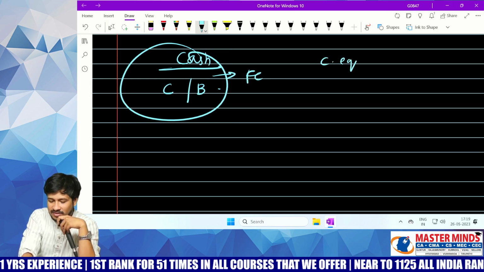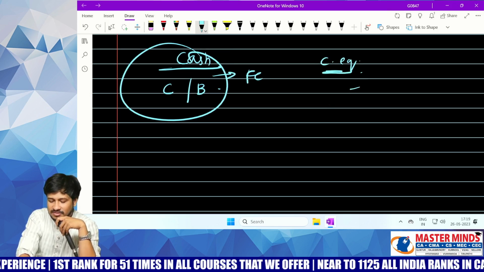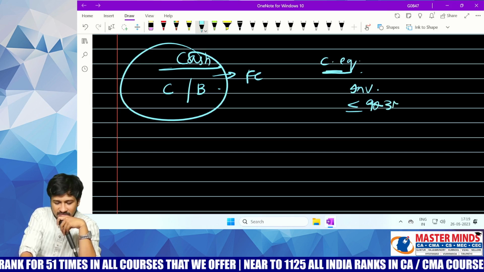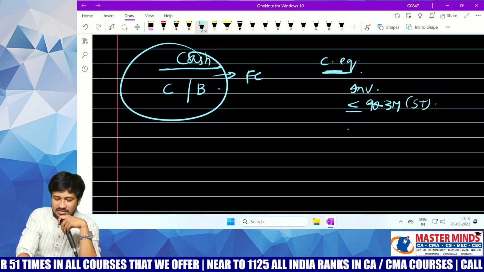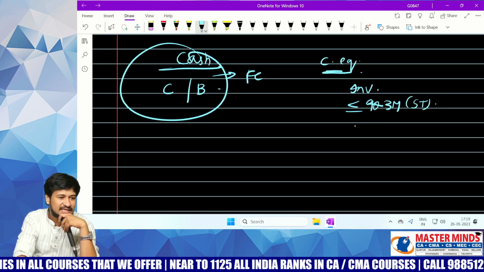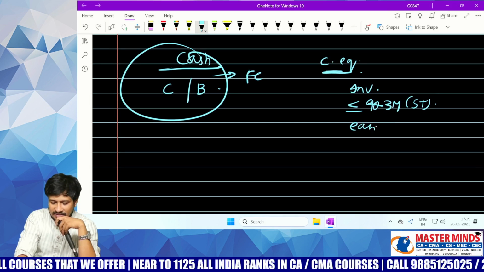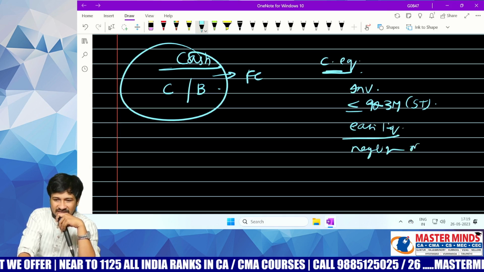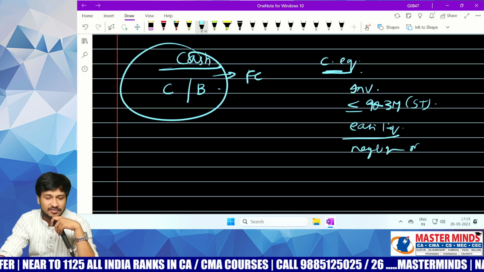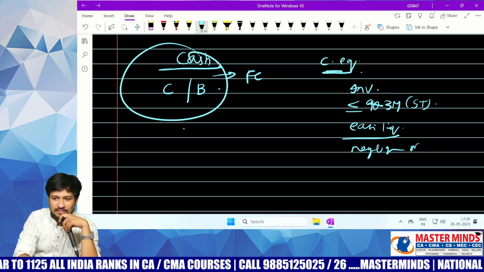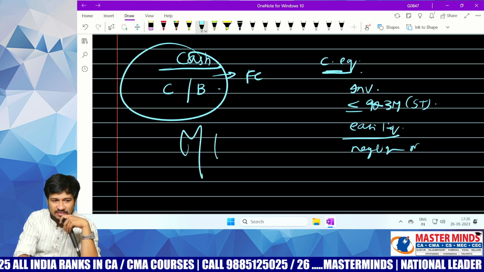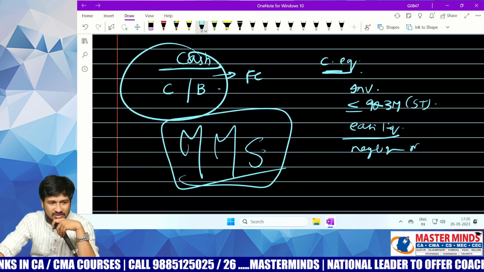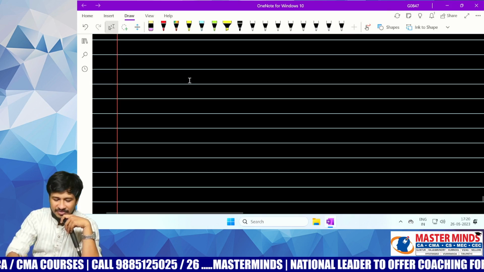Coming to the next one, cash equivalents. Cash equivalents are in the form of investments for a period less than or equal to 3 months, that is, short term. Next, what is the ability of liquidity? Easily liquidated. And how is the risk? Insignificant or negligible risk. Generally, investments in money market securities are considered as cash equivalents. Understood? Now moving on to the next thing.